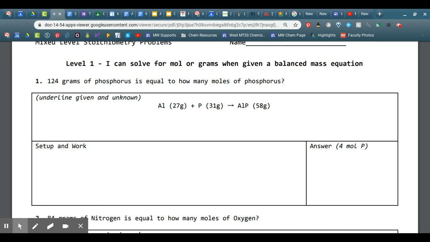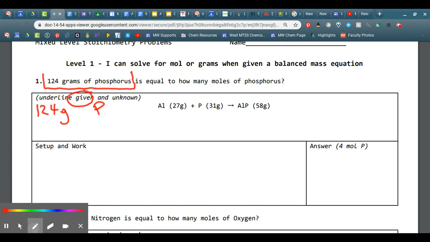We always want to underline our given and unknown in the problem. Okay, so I'm going to be very careful here. I'm going to go ahead and underline my given in the problem. And that doesn't just mean the number, that means the number, the unit, and the stuff, that chemical that's given. So my given is 124 grams of phosphorus. Okay, so I can write it down as 124 grams of P.